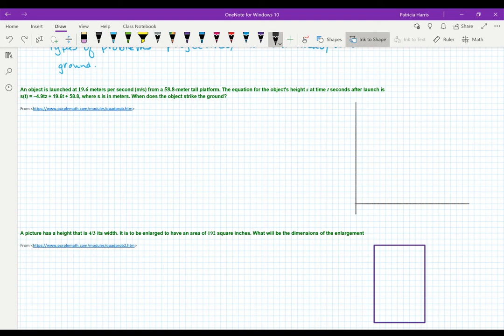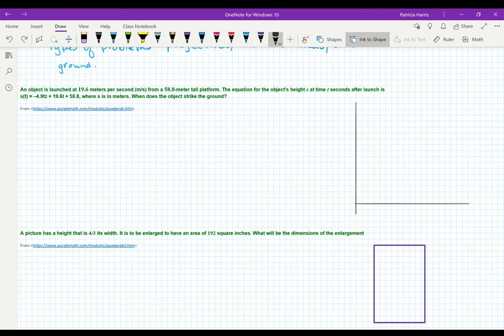Okay, for our first problem, we have an object that is launched at 19.6 meters per second from a 58.8 meter tall platform. The equation for the object's height, s at time t seconds after launch, is s of t equals negative 4.9 t squared plus 19.6 t plus 58.8, where s is in meters. When does the object strike the ground?